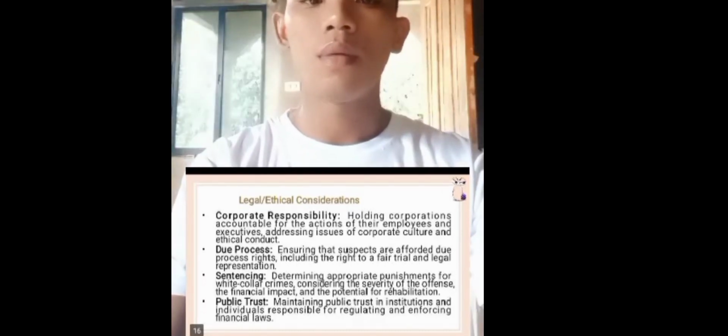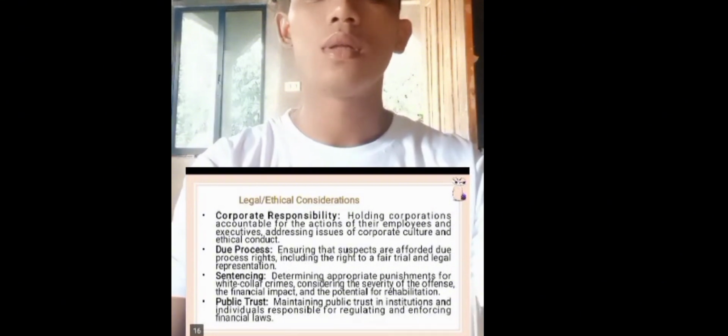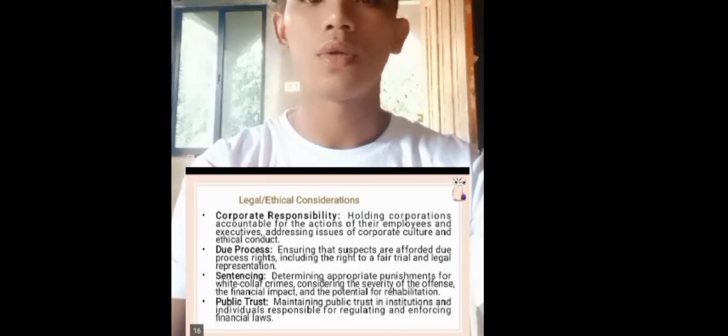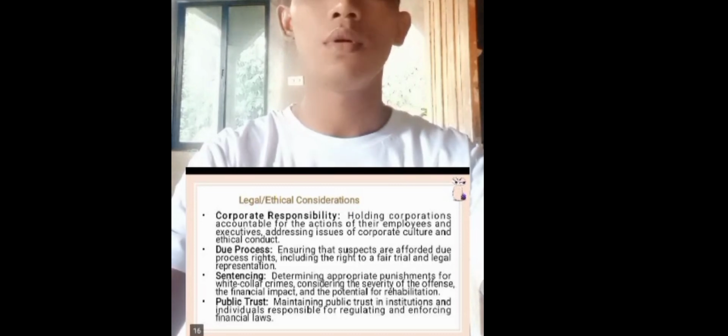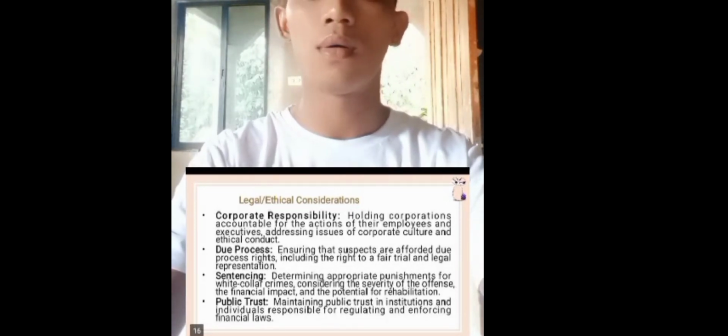Sentencing. Determining appropriate punishment for white-collar crime, considering the severity of the offense, the financial impact, and the potential for rehabilitation. Public trust. Maintaining public trust in institutions and individuals responsible for regulating and enforcing financial law.